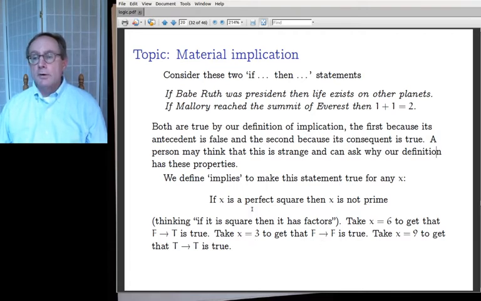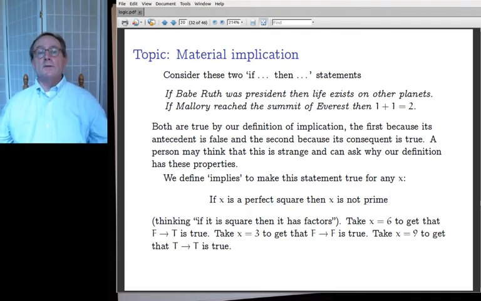3 perfect square? No. 3 not prime? 3 is prime. So 3 not prime, f. So f arrows f. So we want f arrows f to come out to be true. And likewise, by taking x to be 9, you get that you want t arrows t to come out to be true. So for mathematical conversations, it is a convenience to define implies in this way.